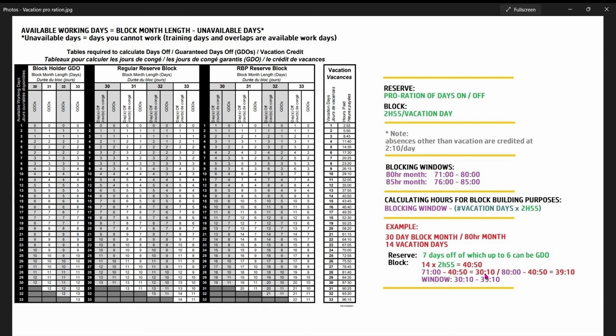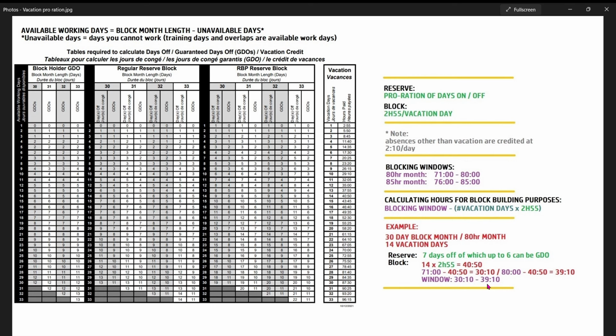What's the maximum? Well, the maximum is 80 hours. So you could just do this plus 9 because there's a difference of 9 hours between 71 and 80. If I've confused you on that, then simply we're going to go with the higher end of the window, which is 80 hours, minus 40 hours and 50 minutes, which is what I've accumulated, and I get 39 hours and 10 minutes. That is the maximum that I can do in addition to the vacation that I have. So my new blocking window when I have 14 days of vacation in this example is between 30 hours and 10 minutes and 39 hours and 10 minutes.